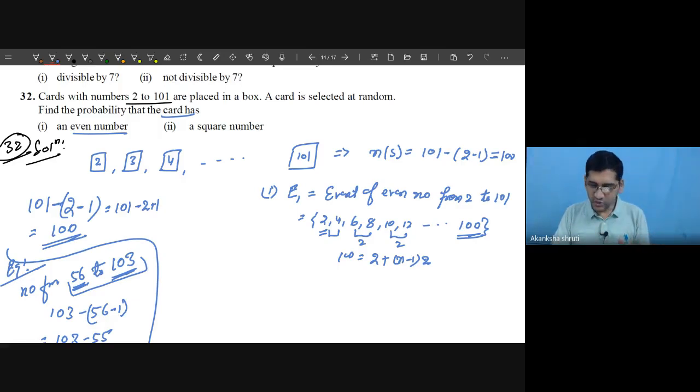Though here it is 2 and all these things, that's why it is easy. Just by dividing 100 by 2 you can get it. But wherever bigger numbers are given, at that time you have to apply the concept of AP for calculating the number of terms. How many terms are there? This way you can get it. So it becomes 98 by 2 is equal to n plus 1. So 49 is equal to n plus 1. So 50 is equal to n.